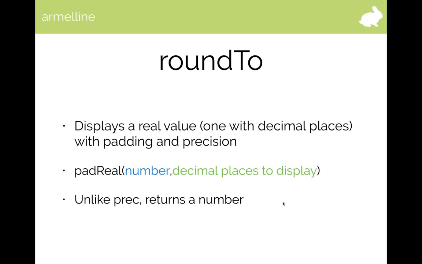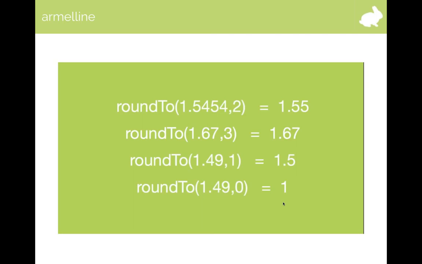So round 2 is the same kind of thing, but will allow you to specify the number of decimal places. And what it returns is still a number, unlike with precision. So we can say round 2, then the number, and then the number of decimal places to display. So round 2, 1.54542 will display 1.55. So it will round up and down as you would expect it to when you're rounding a number in your head.